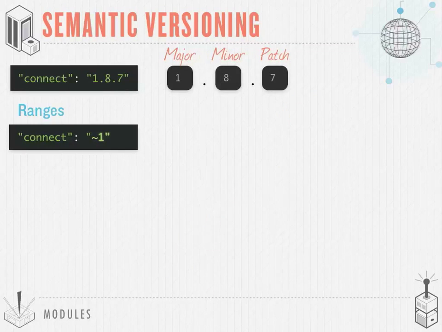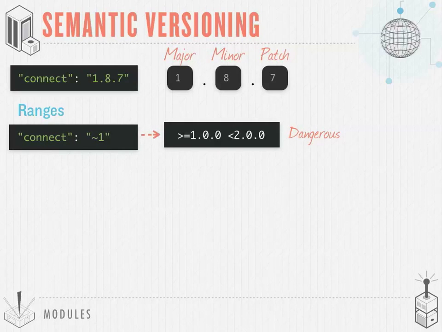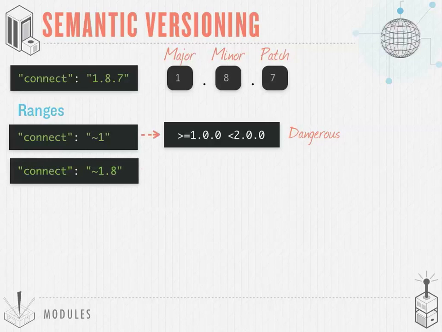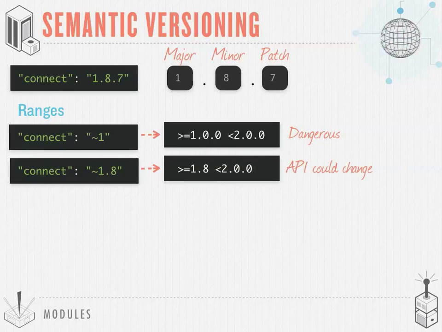As you can see here, we can use the tilde to define a certain range. When we do ~1, that means when we do an npm install, as long as the version is greater than or equal to 1.0.0 and less than 2.0.0. This is considered dangerous because any changes to the minor version could break your app. We can make it a little safer by doing ~1.8, and this would mean npm would install anything greater than or equal to 1.8 and less than 2.0. This is still a little bit dangerous because the API of Connect could change from 1.8 to 1.9.